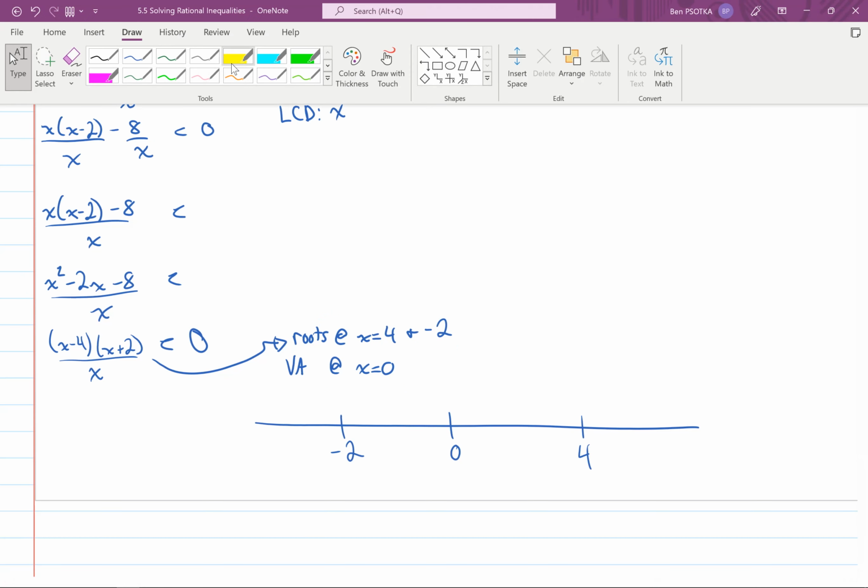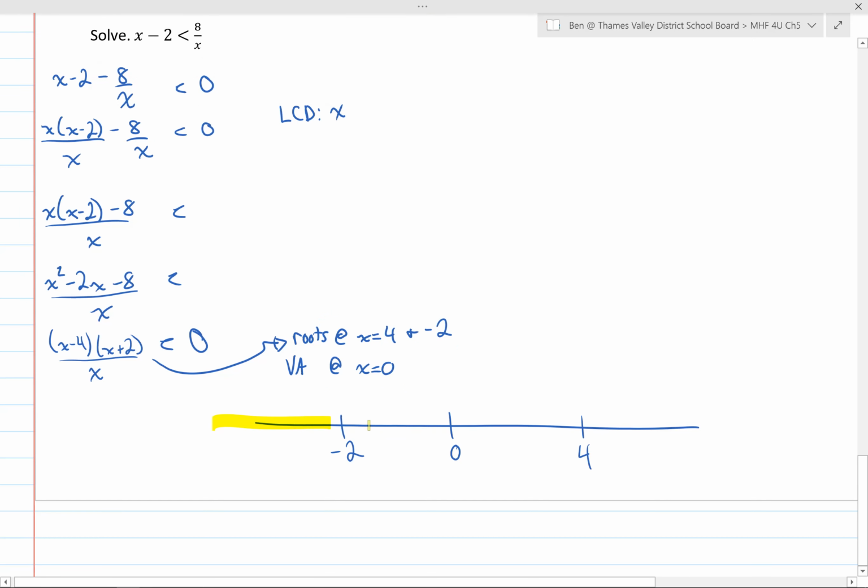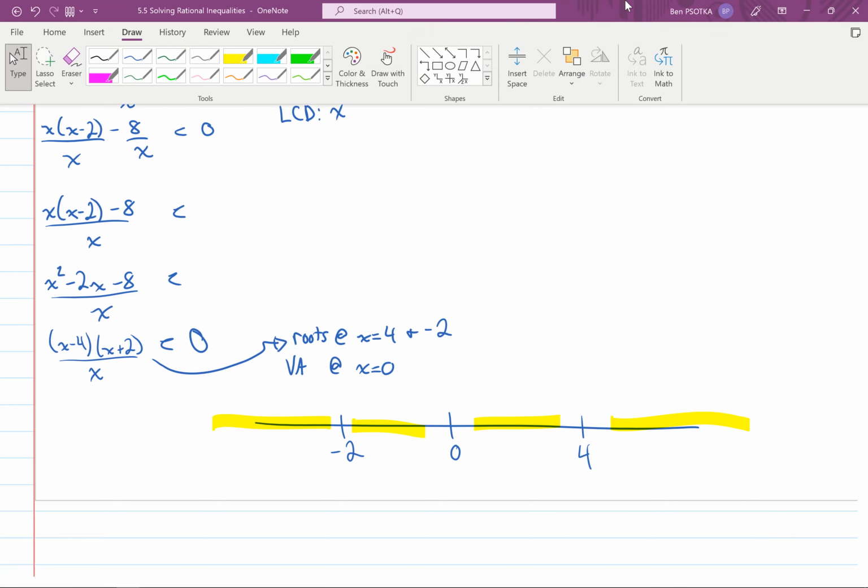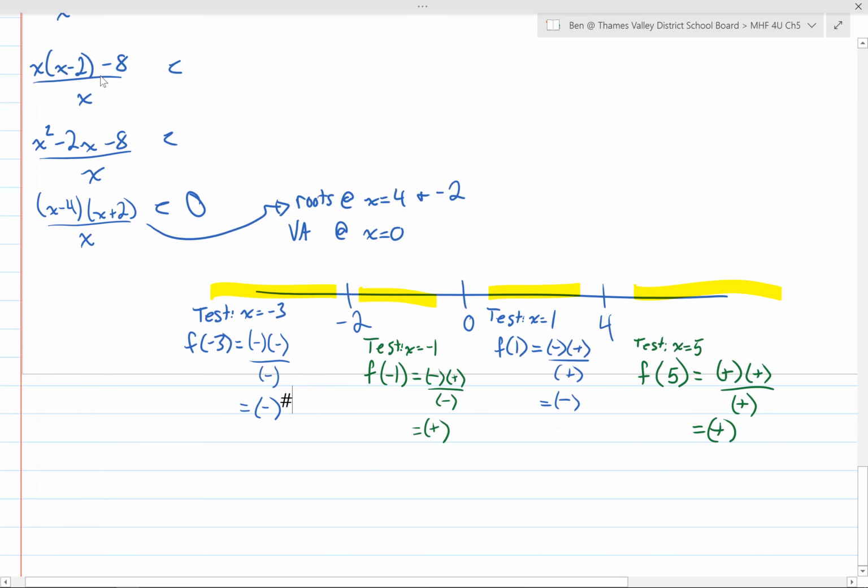Once again, I'm solving this number line. I'm trying to find answers for 4 different intervals here because I have 3 different either roots or vertical asymptotes. Again, I will encourage you, pause the video here, try and solve your number line, try and come to a conclusion for this problem, and then unpause it here to check your work.